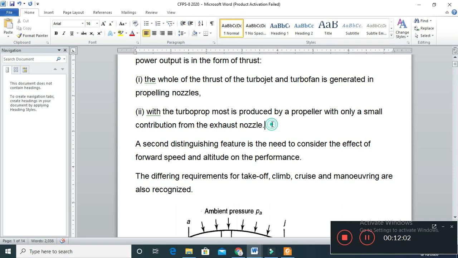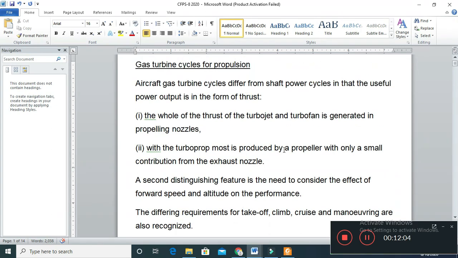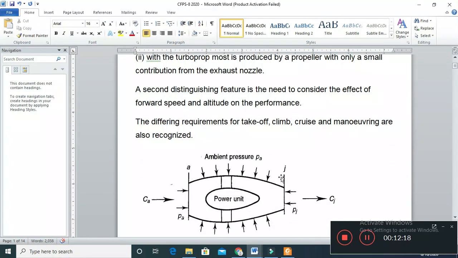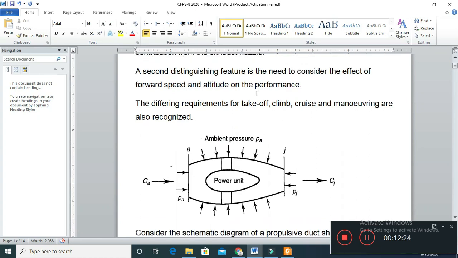The second feature due to which there is a difference between shaft power cycle and propulsion cycle is that we have to consider the forward speed of the airplane, and secondly the altitude is also important. So there is the speed of the engine, there is the altitude at which it is flying. There are differing requirements for takeoff, climb, cruise and maneuvering.